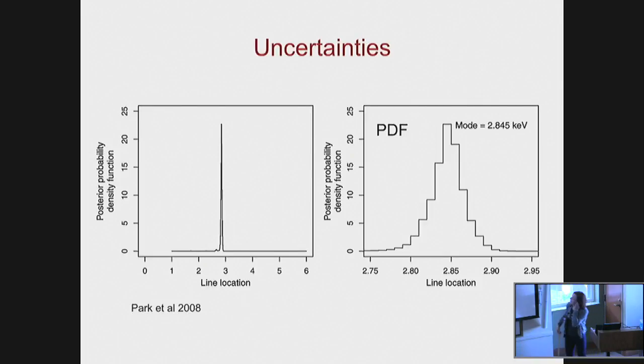And then the uncertainties. So the uncertainty for the line location, so this was the posterior probability density function, and then the location of the line is here with the width, and then this is sort of zoom in and showing the mode and the width of the line. So that's what I think Herman would like to see in publications and maybe in the published things.